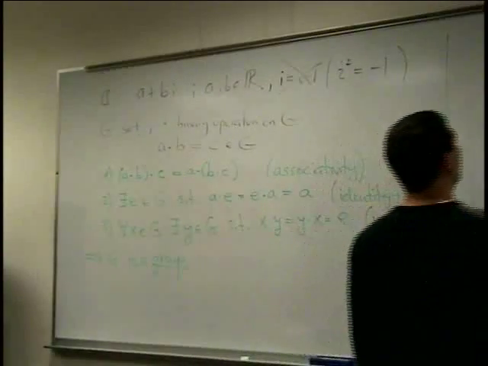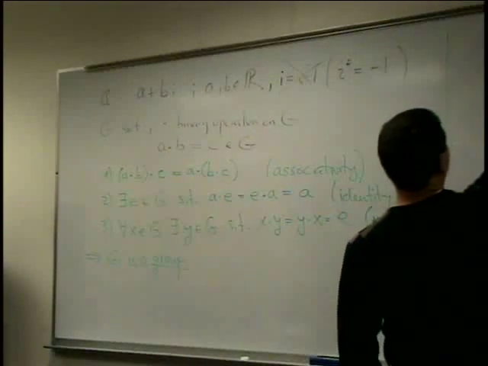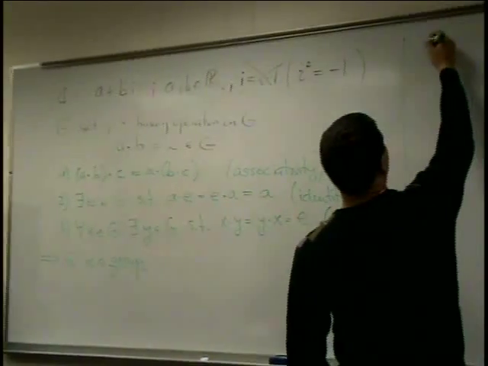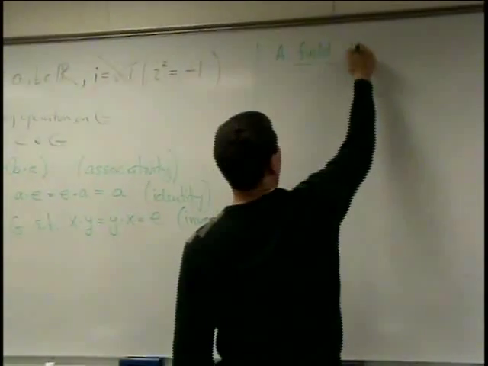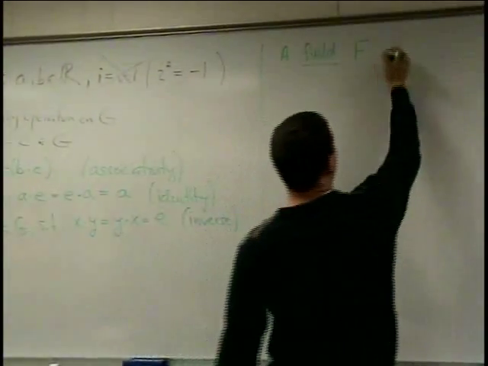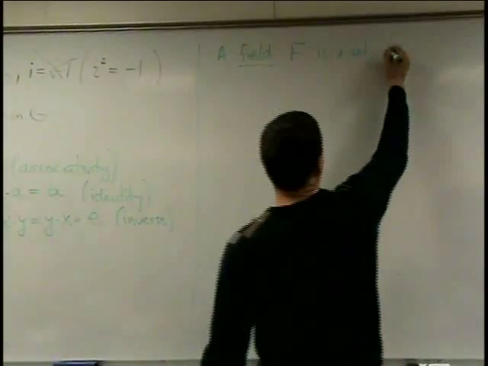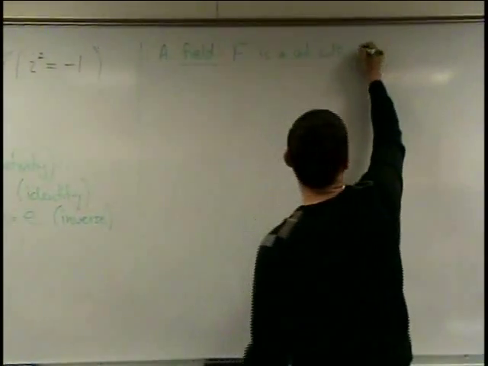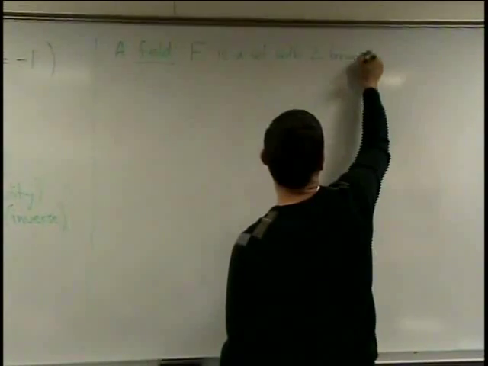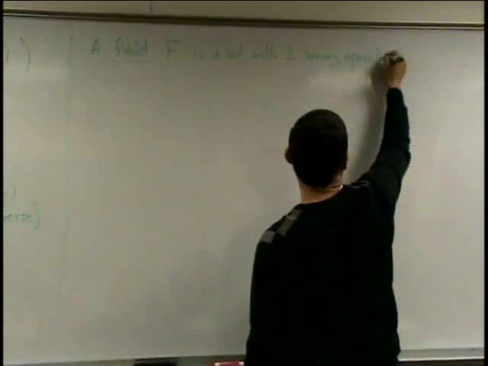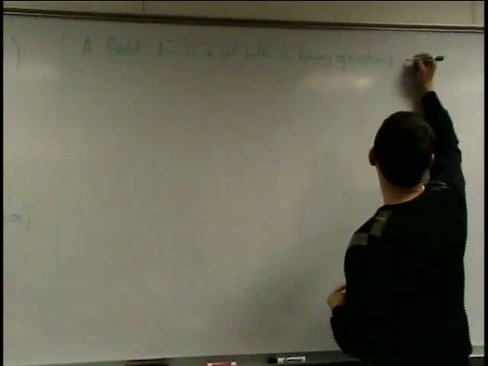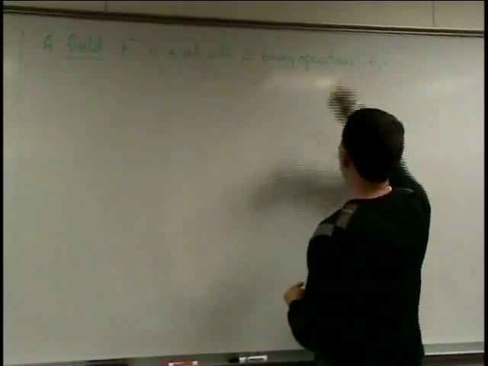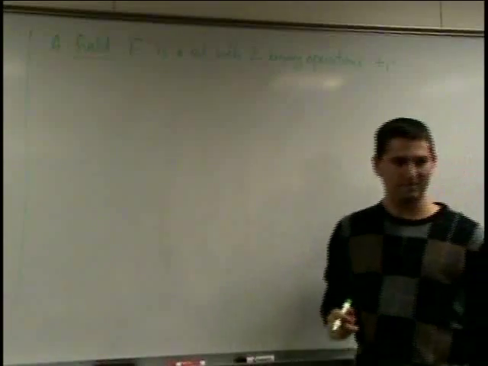So let me tell you what the next thing we want, which is a field, is. A field, F, is a set with two binary operations. Think of the real numbers: you have plus and times on the real numbers. And let me call them plus and, well, times, to be creative.